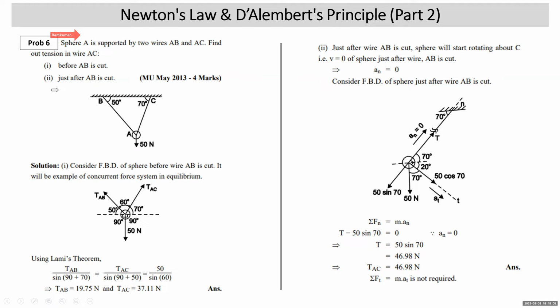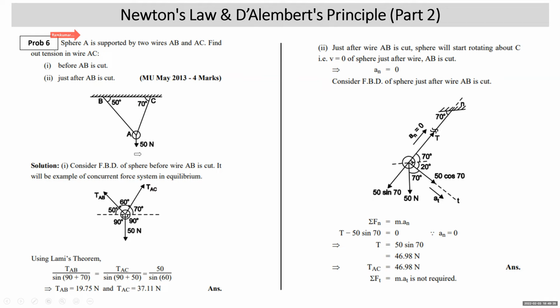Next problem. Sphere A is supported by two wires, AB and AC. Find out the tension in the wire AC before AB is cut, and just after AB is cut. Now, you can see that this is like a ceiling. There are two cables, AB and AC, making angles of 50 and 70 degrees with the horizontal. Here, there is a ball attached of mass 15.